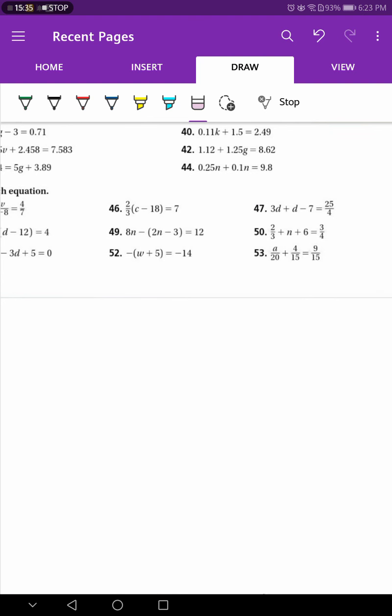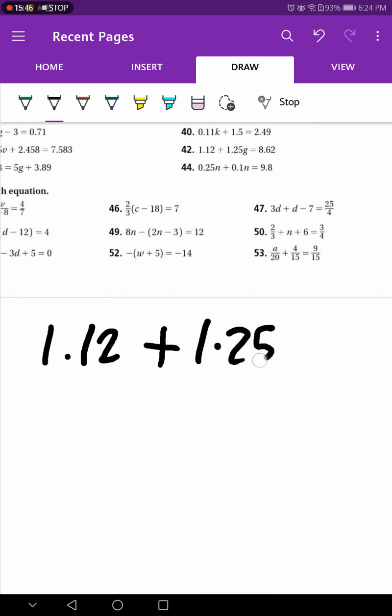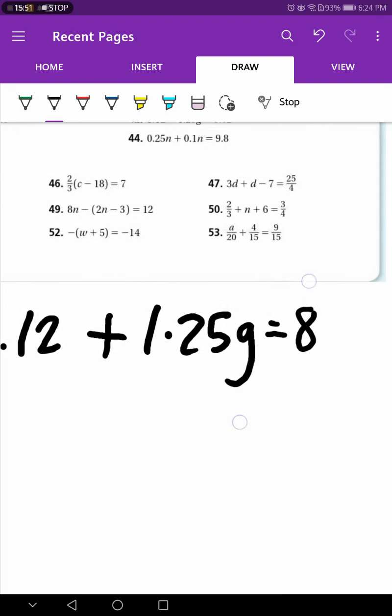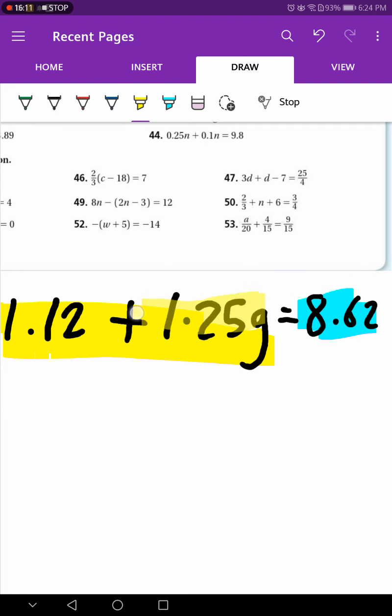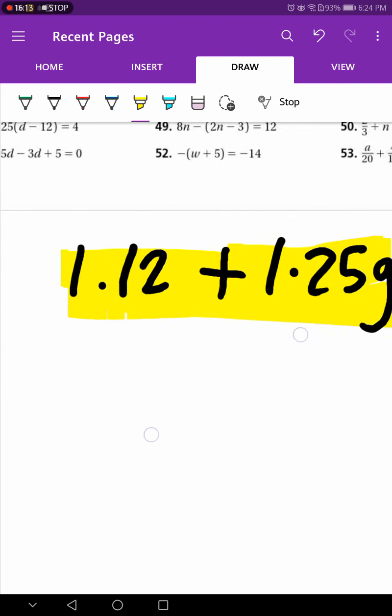Question number 42, which is 1.12 plus 1.25g equals 8.62. Okay, now as we learned, this is left and this is right. Now we have to make the g alone.